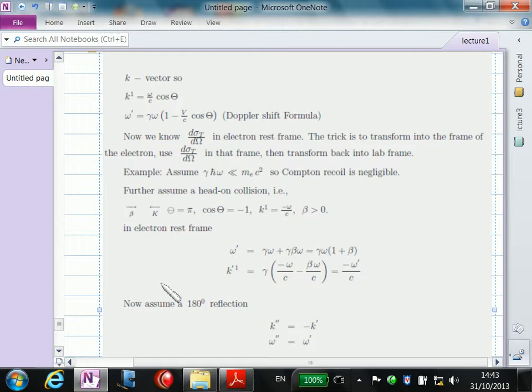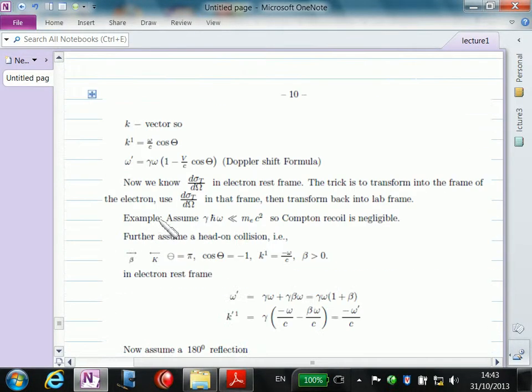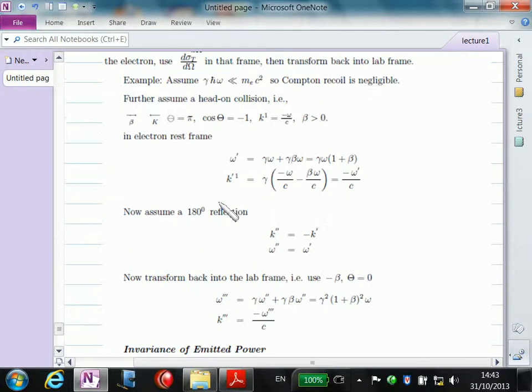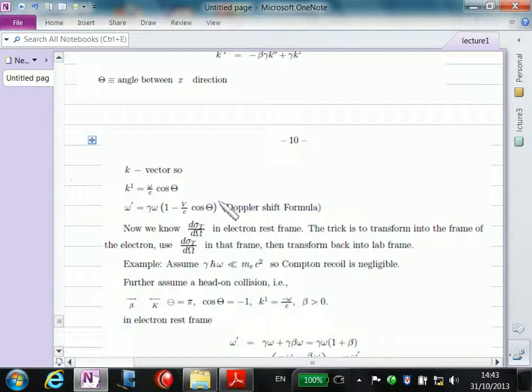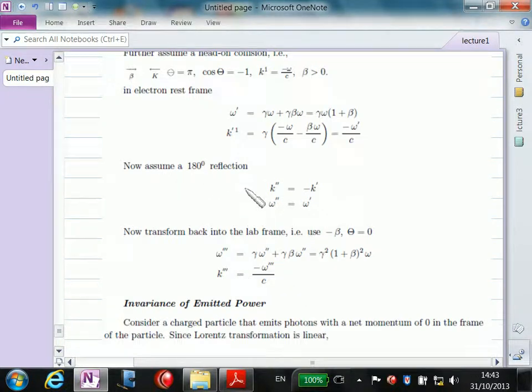Okay. The next thing on the agenda seems to be Doppler shift. So again, you just transform into the electron frame. Oh, now we're still calculating Compton scattering. In the electron rest frame, I took, for example, 180 degree reflection, so K goes to minus K, but omega stays the same, still in the limit of elastic scattering.